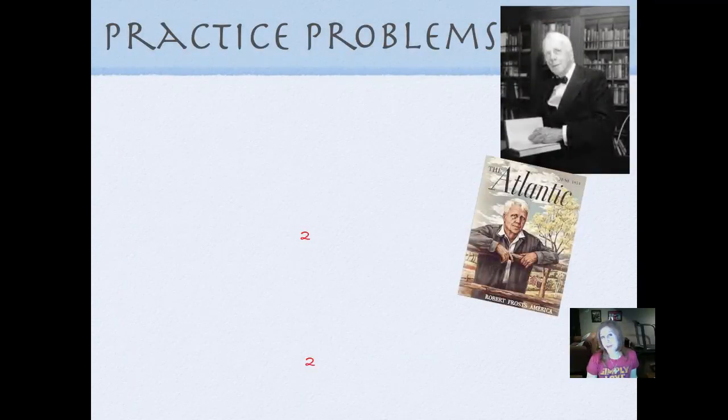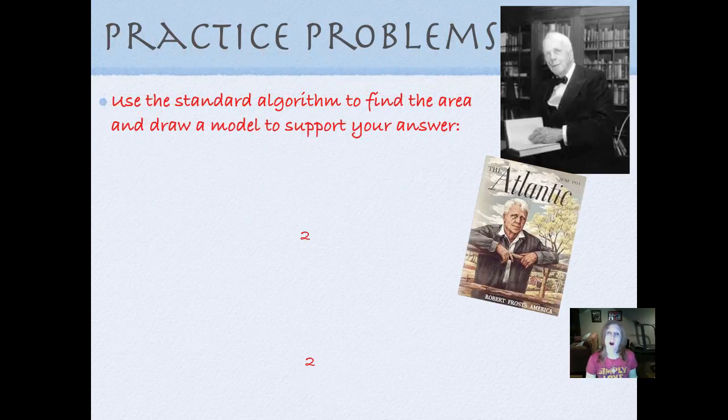So you knew I would have a picture of Robert Frost with his library because I love books so much. But now we're going to do some practice problems. So in all of these problems, we're going to use the standard algorithm to find the area and then draw a model to support your answer. Some of you may find it easier to draw the model first and then use the standard algorithm to check. That's okay with me too.